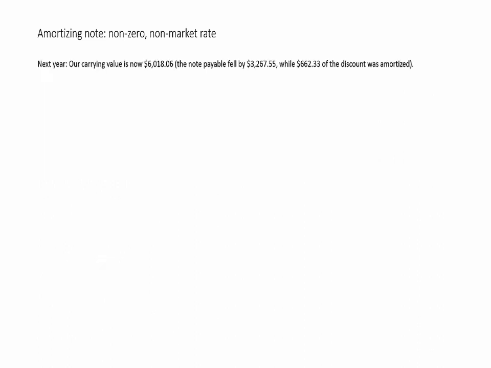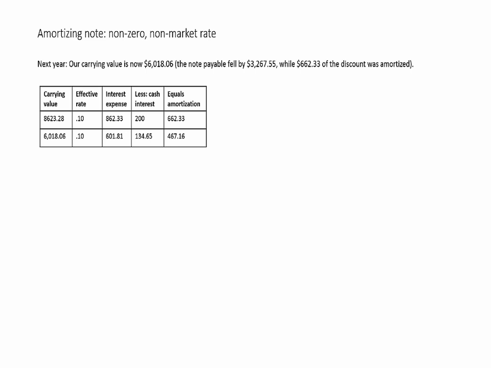In the second year, our carrying value is now $6,018.06. Again, last year we paid off $3,267 of the notes. The note is down to about $6,700, and we eliminated or wrote off or amortized $662 of the discount. So the second line in this table now, the carrying value is $6,018.06, multiplied by the effective rate of 10% equals our interest expense of $601.81. Subtract out the cash interest, and that gives us our amortization of $467.16.